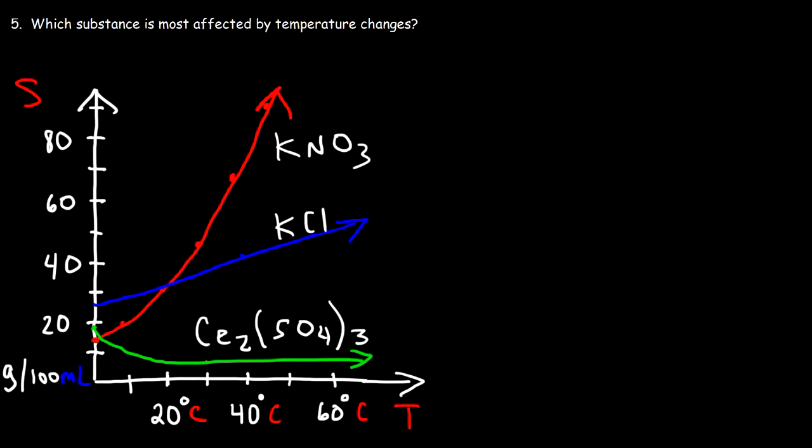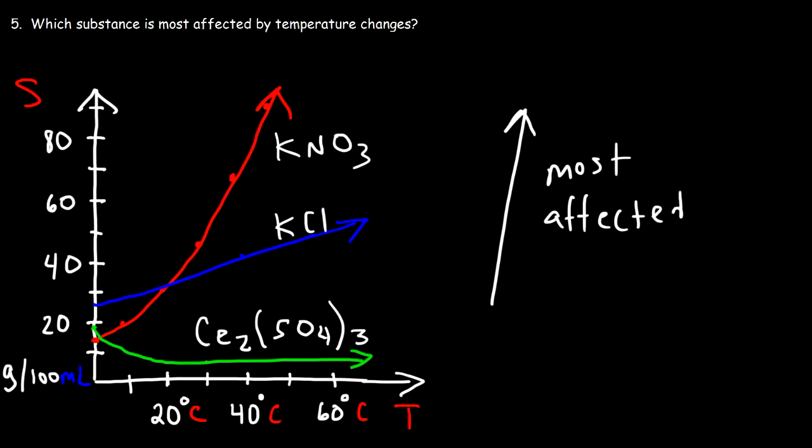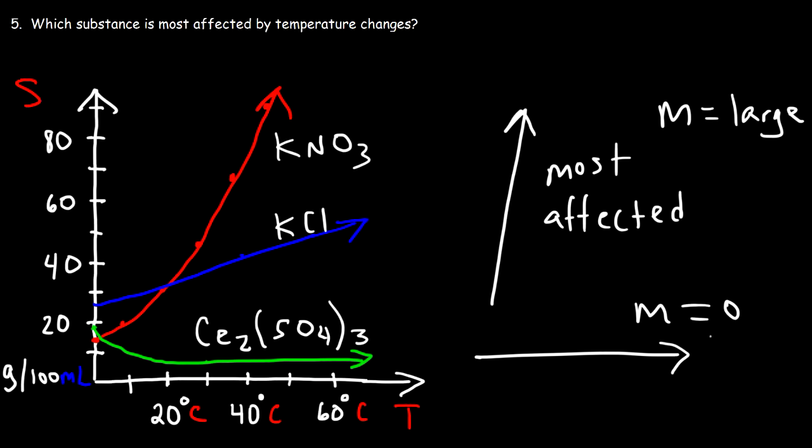So whenever you need to find which substance is most affected by temperature changes, you're looking for the line that is most vertical. So this is the one that's most affected. It's the line with the highest slope. So m, which represents the slope in algebra, is extremely large. Now, the substance that is least affected by temperature changes on a test, you're looking for the line that is horizontal. You want the slope to be 0. So that means it's unaffected by temperature changes.